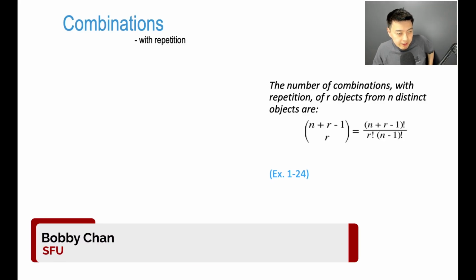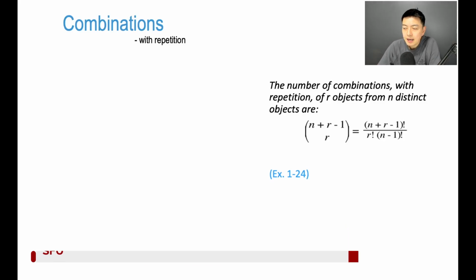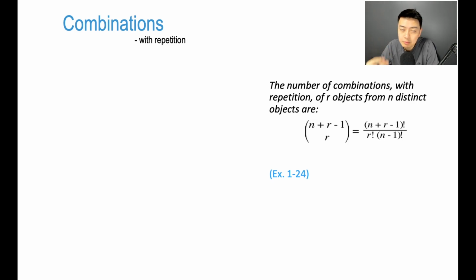Hello everyone, welcome back. And this is the last type of counting problem. We're going to talk about another formula here, which is for combinations with repetition. So here we want to say that the number of combinations with repetition with R objects from n distinct objects is this formula.